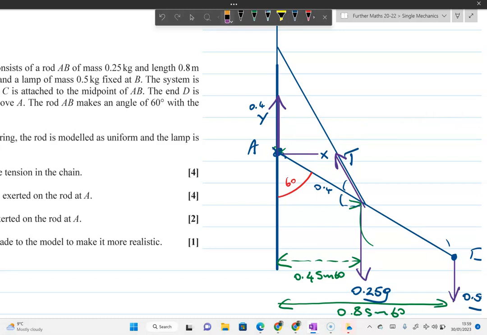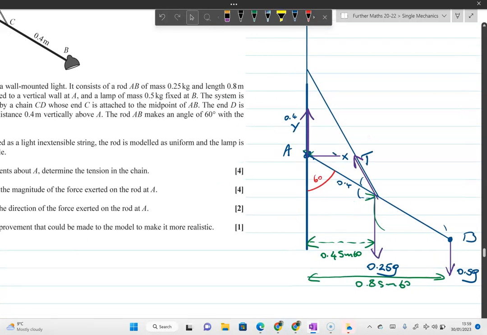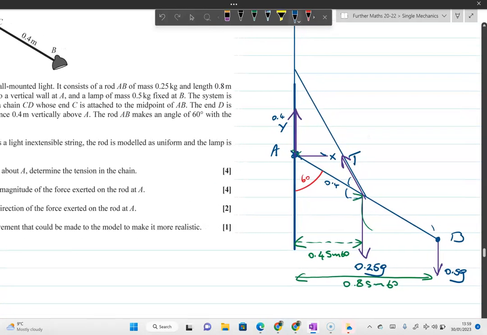Okay, so we've got Y going upwards. Now, in fact, when we come to actually work it out, the force on the hinge tends towards downwards. When I looked at it and I did it, I actually put it upwards.